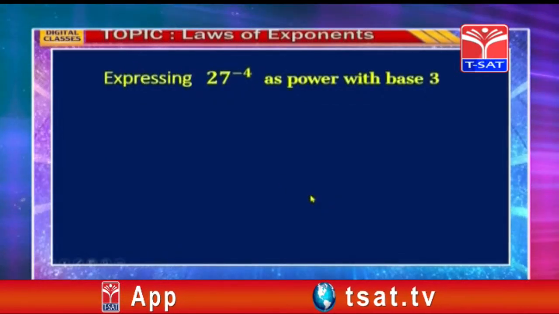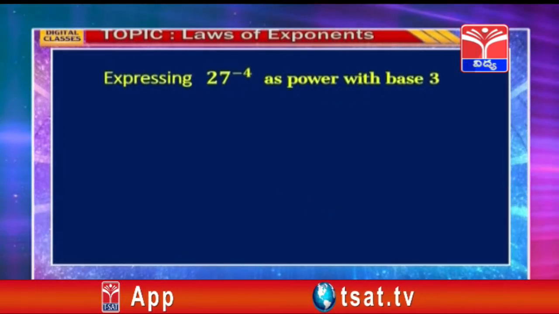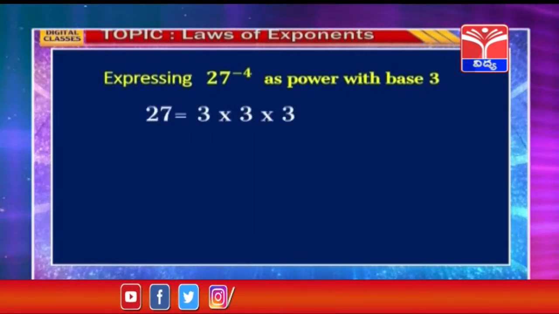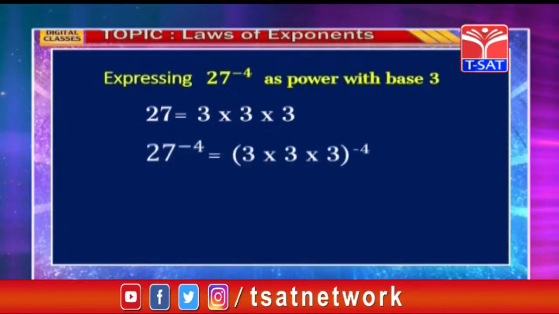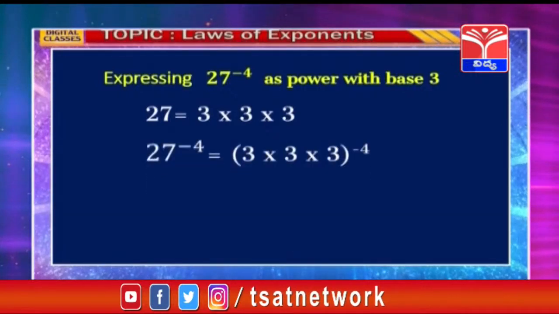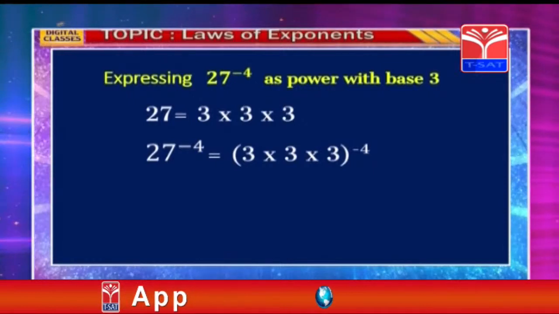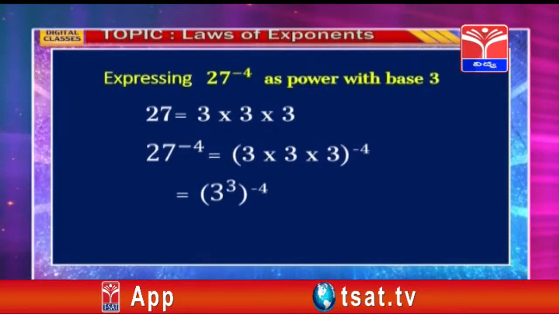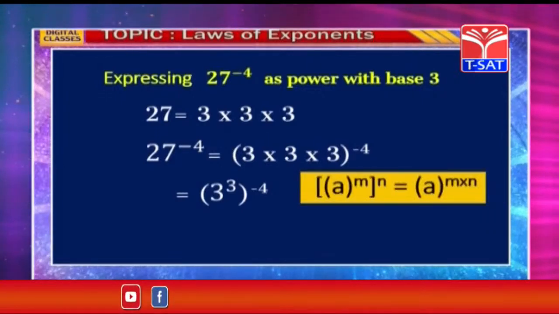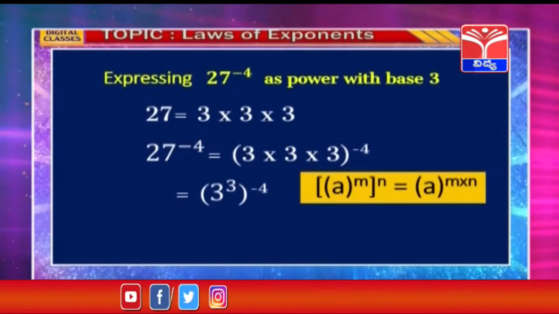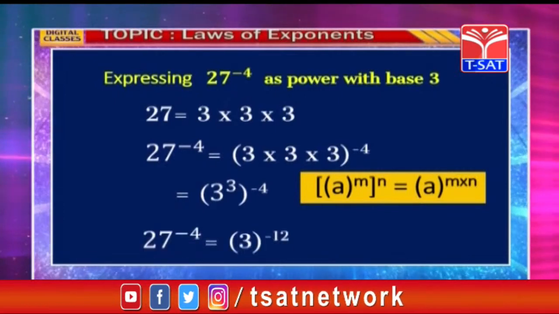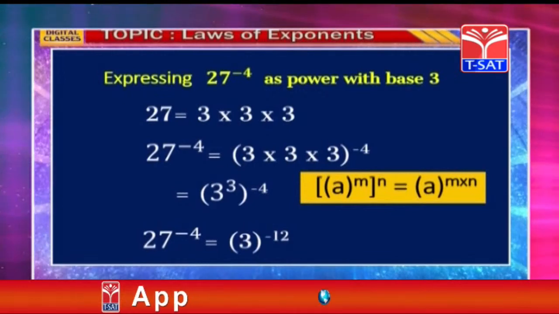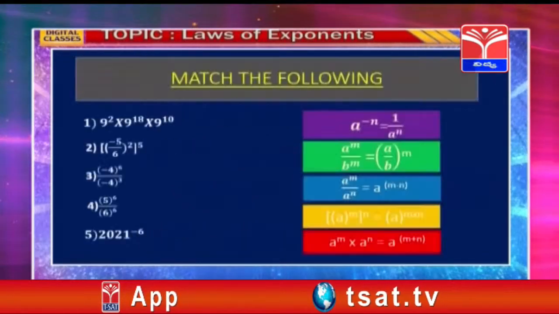Expressing 27 whole to the power of minus 4 as a power with base 3. 27 can be written as 3 into 3 into 3. In place of 27, you can write 3 into 3 into 3, and the power is minus 4. So how many 3's are multiplied? 3 3's are multiplied. A to the power of m whole to the power of n is a to the power of m into n, and this can be written as 3 into 4, that is 12. So 27 whole to the power of minus 4 is 3 to the power of minus 12.